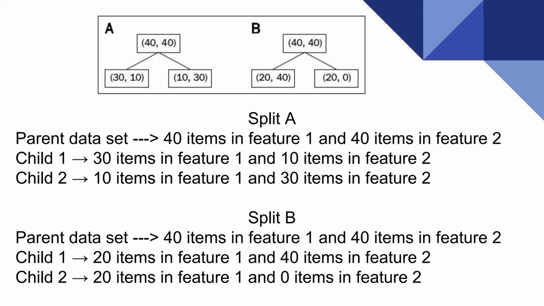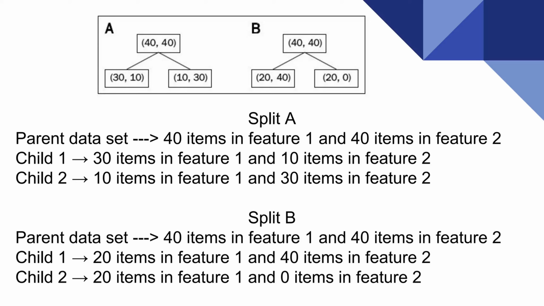Conclusion: when splitting a dataset in a decision tree, the goal is to create child nodes that are more homogeneous in terms of the target feature, often referred to as purity. Split A is less effective in creating homogeneous groups because both child nodes still have a mix of features. Split B is more effective because it creates a pure child node, child 2, which likely leads to a more meaningful split in the context of decision trees.